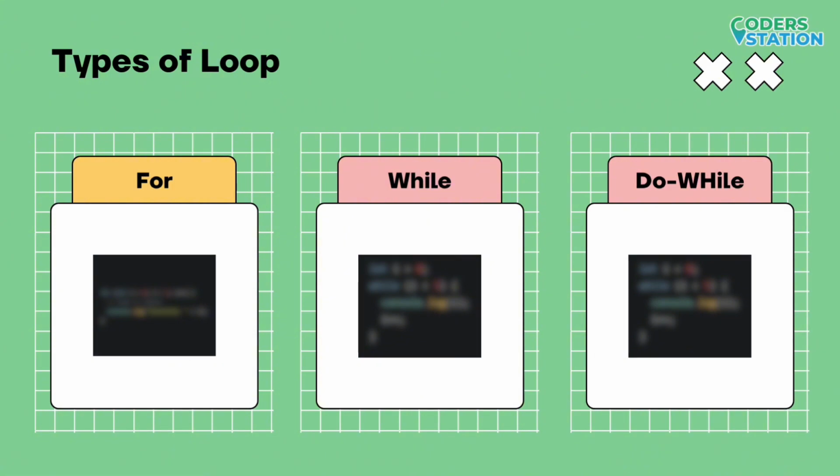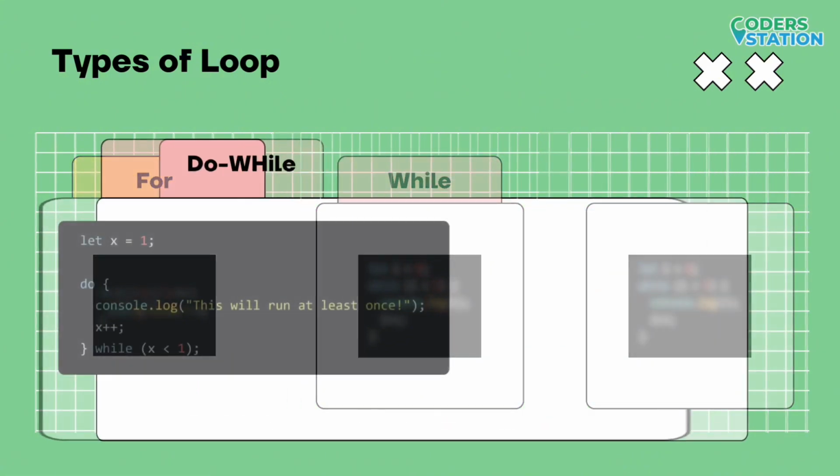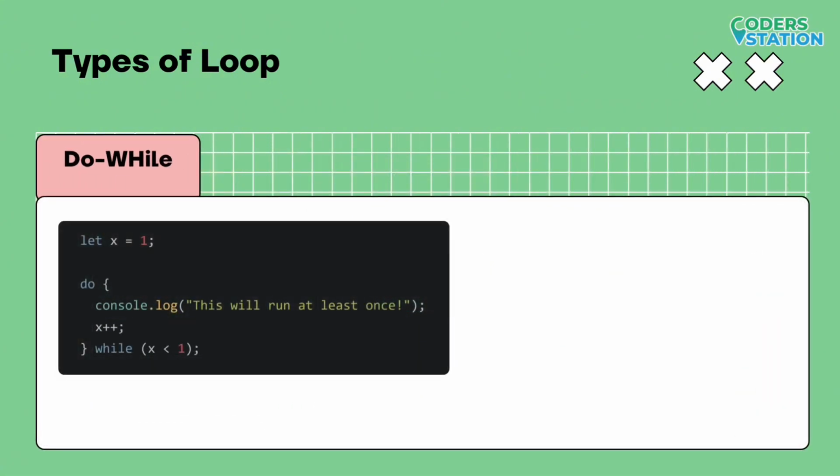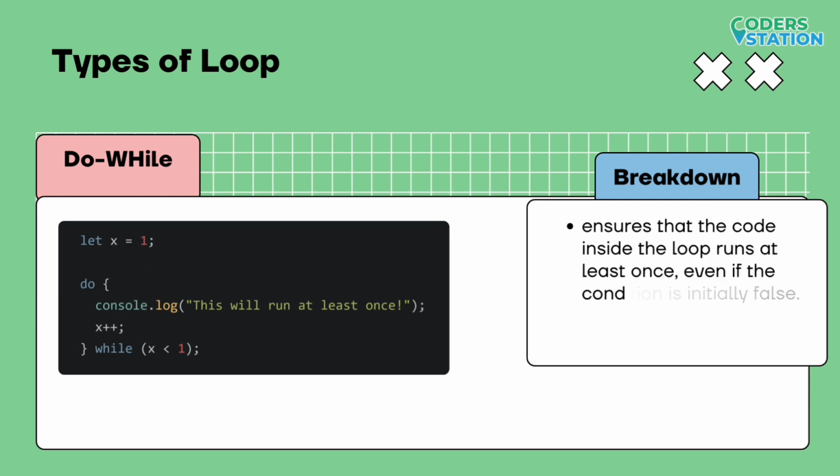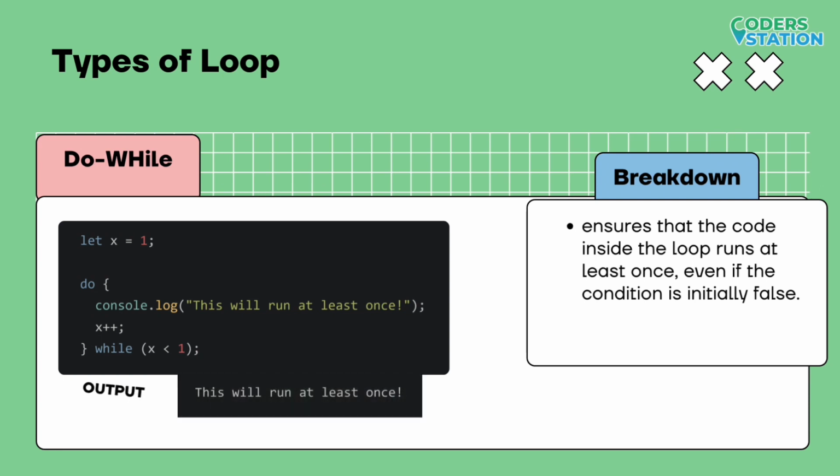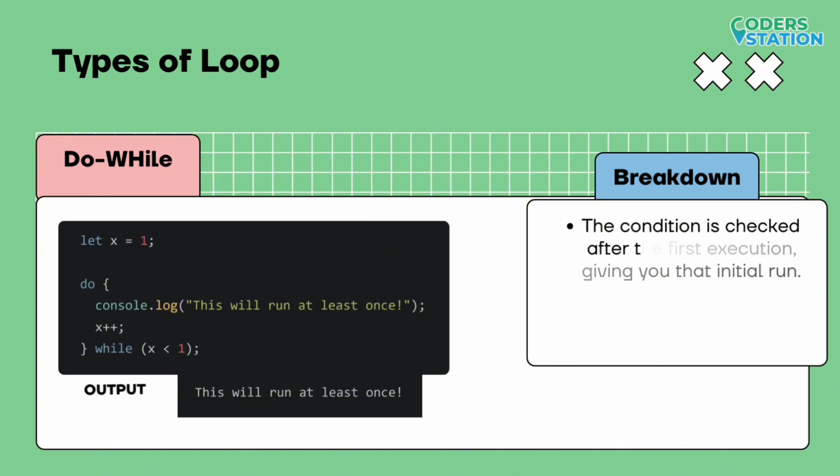And what about the do while loop? The do while loop ensures that the code inside the loop runs at least once, even if the condition is initially false. So here it prints "this will run at least once," right? Precisely, the condition is checked after the first execution, giving you that initial run. This is making a lot more sense.